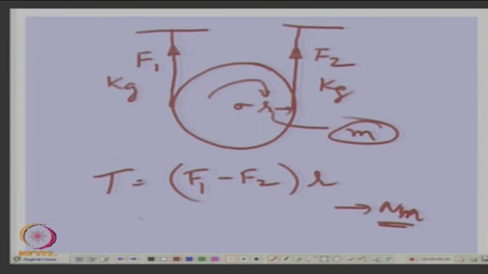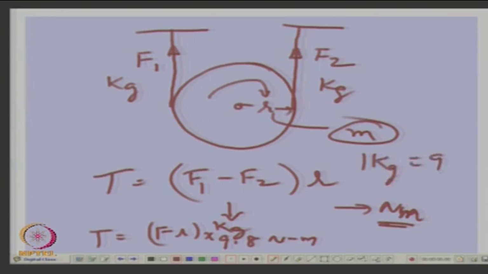Okay. Supposing F1, F2 are in kg, then what do you do? Torque will be F into R into 9.8 Newton meters, because 1 kg force is equal to 9.8 Newton force. Am I right? Though it looks ridiculous, many engineers forget about it.